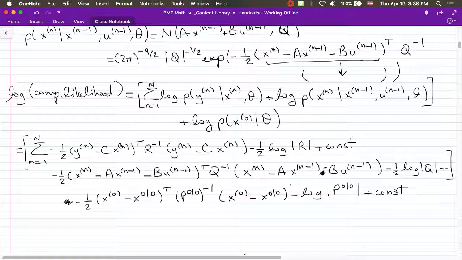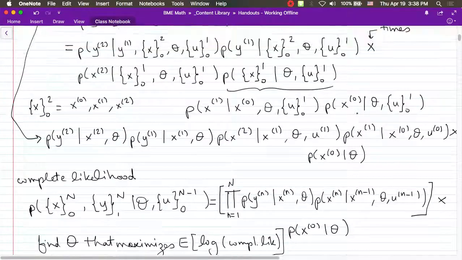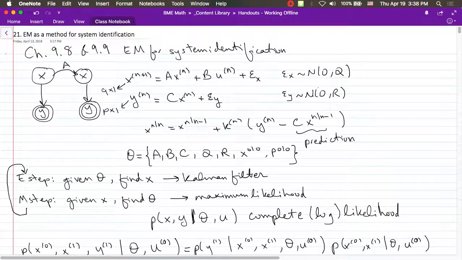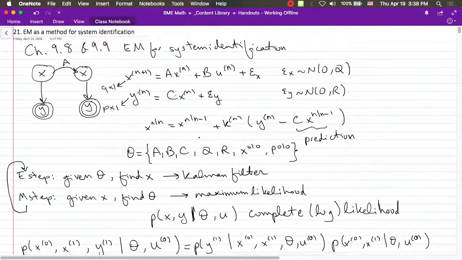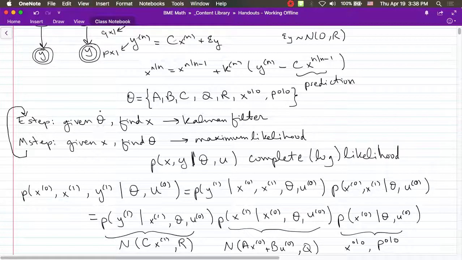All right, so just to remind you, what are we doing? Let's go back to the beginning. We have a system that's generated data for us. We've measured y of n. And if we knew A, B, C, the noises in our system, then from y of n we could estimate x of n using the Kalman filter. Well, we don't know x of n, and we don't know A, B, C. So we can't just start using the Kalman filter. What EM does is says, make a guess about your parameters, theta. These are the parameters of my system that I don't know. Start with some guess.